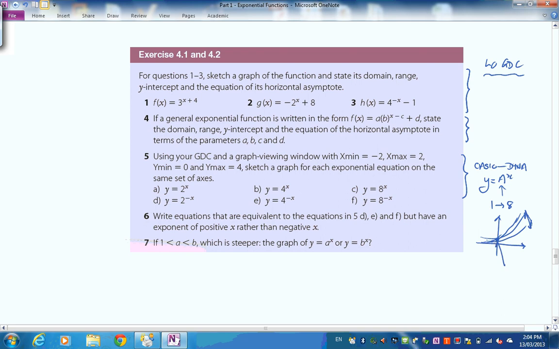Just noticing there, do you realise that where a graph cuts the y-axis, it's always x equals 0, and 2 to the 0 equals 3 to the 0 equals 4 to the 0, etc. Any base raised to the 0 power is 1. So they all go through the point x is 0, y is 1. That's an interesting observation.